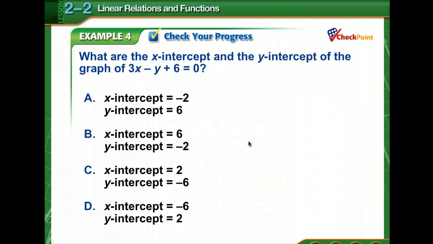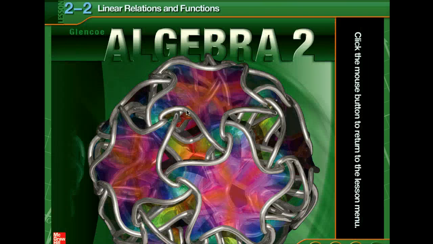So check your progress. What are the x-intercept and the y-intercept of the graph 3x minus y plus 6? Okay, if we put a 0 in for y, we'll have 3x plus 6 equals 0. Subtract 6 from both sides. Divide both sides by 3 so that it crosses the x at negative 2. Now if we put a 0 in for x, we've got negative y plus 6. So y is equal to a positive 6. Okay, excellent. Good job. Now you're ready to begin the work on the examples.